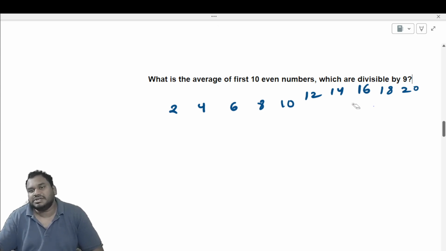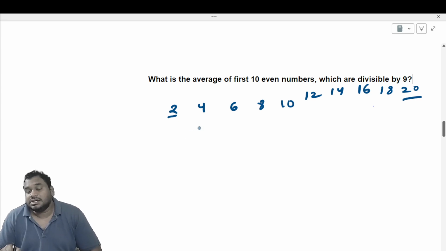So if 2 is the first even number, multiply 2 with 10, then 20 will be the 10th even number. But this is not the question he asked. He is asking the average of the first 10 even numbers, and it should be divisible by 9. It should not only be an even number, it should also be divisible by 9.